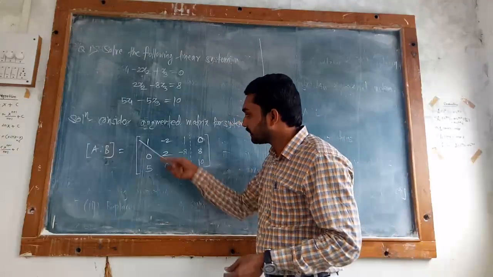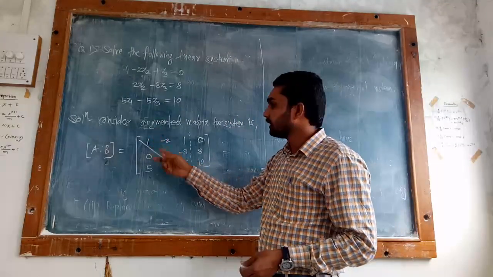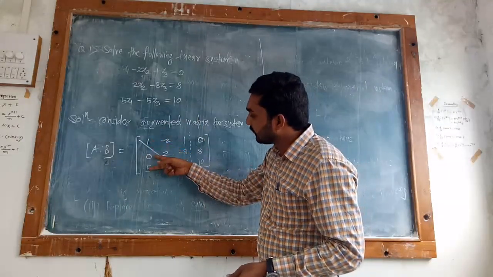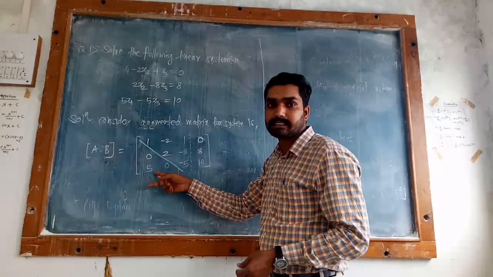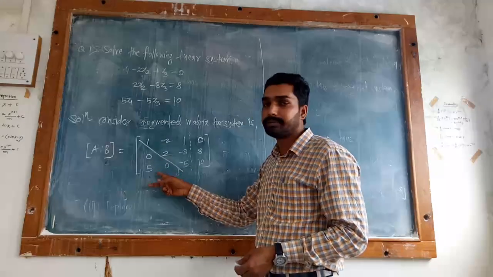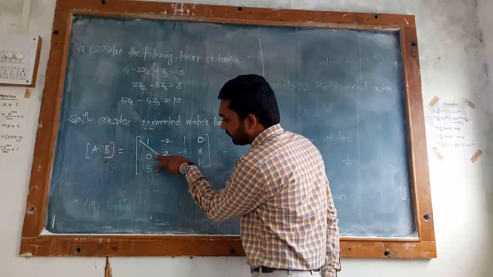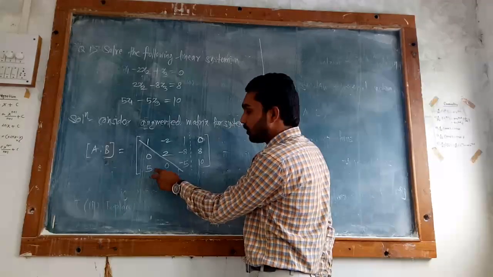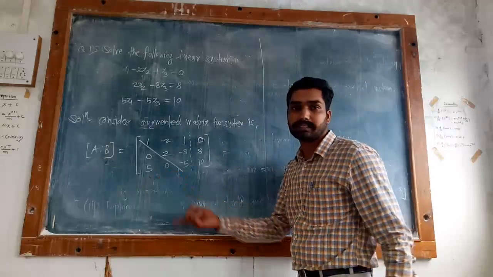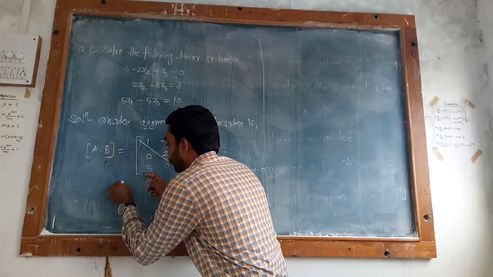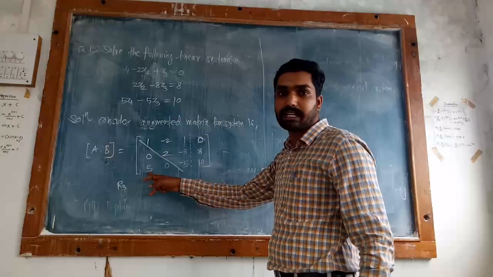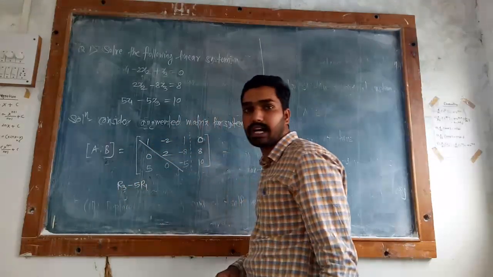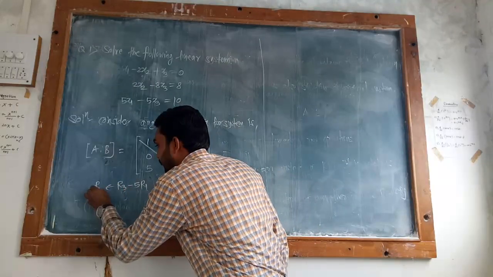So first step, we have to make the first element become 1. Already this element is 1. Next step, we have to make the first elements of the second and third rows become 0. The second row's element is already 0. We have to make this element 0. How to make it 0? We have to take a row operation. This element is in row 3, so R3 minus 5R1.